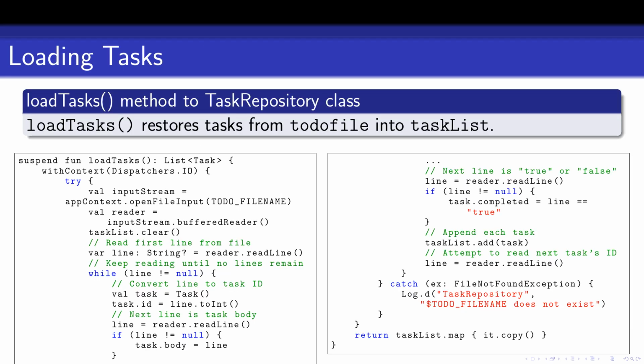Loading tasks from To-Do file restores the task list in task repository. This code snippet uses open file input to read lines, parsing each into a task object with ID, body, and completion status. It handles file not found exception gracefully, ensuring the app remains stable even if the file is missing.